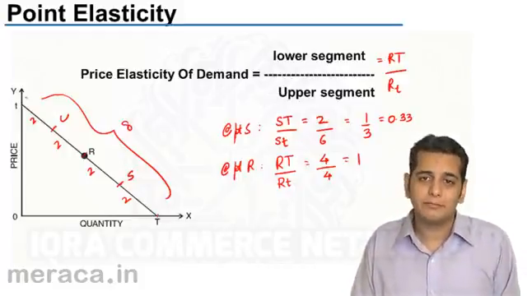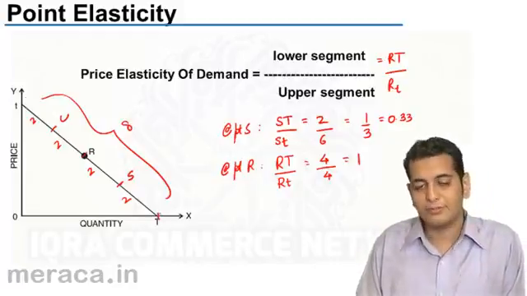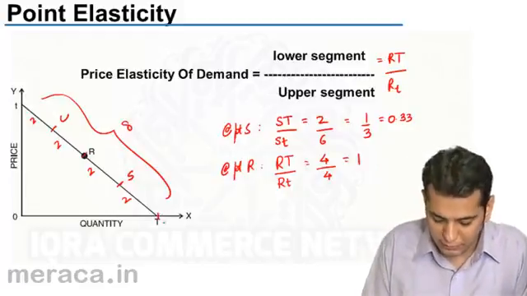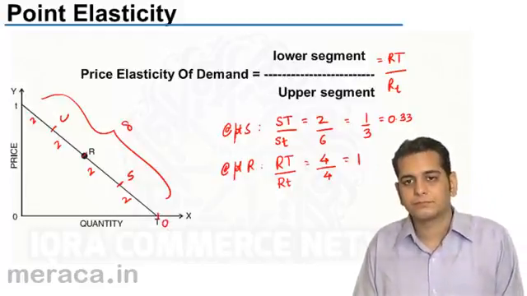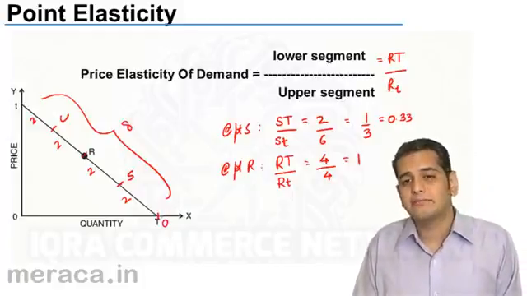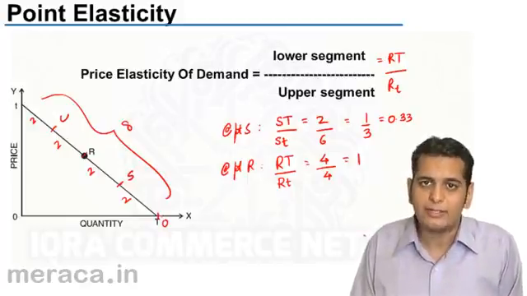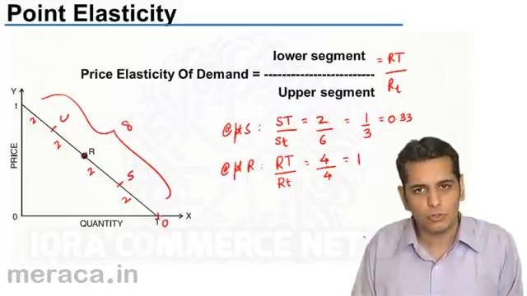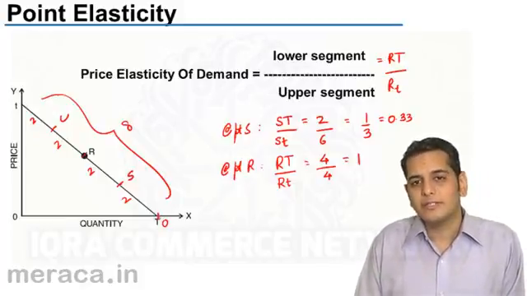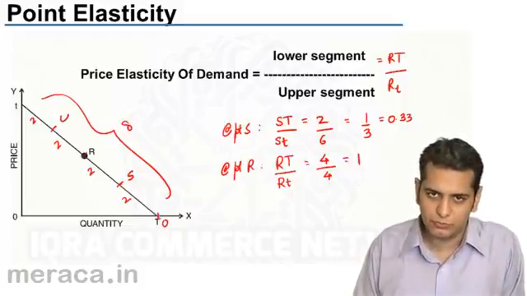Now please bear in mind that elasticity at point capital T, that is on the x-axis, will always be 0, because here we do not have any lower segment. So lower segment becomes 0 and any number divided by 0 is always 0. So point elasticity anywhere on x-axis will always be 0.